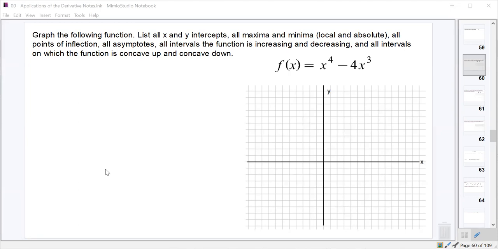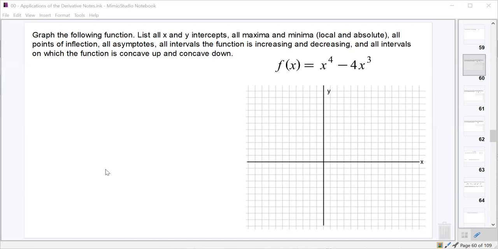We'll look for asymptotes using limits, and we're going to determine all intervals on which the function might be increasing and decreasing, and where it's concave up and concave down. So to start with, we'll do everything that we might be able to do without taking a derivative first.